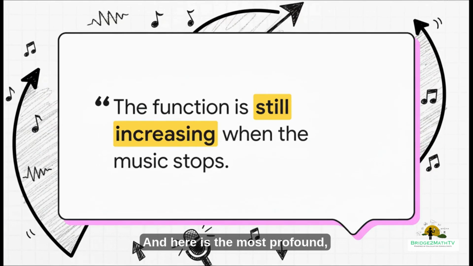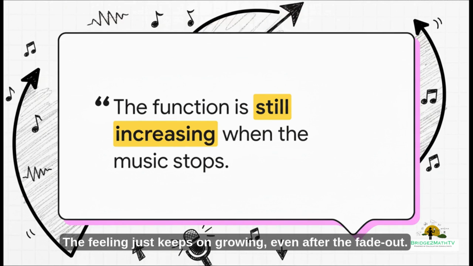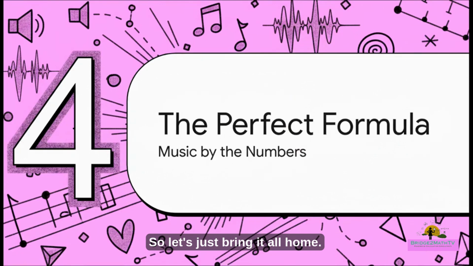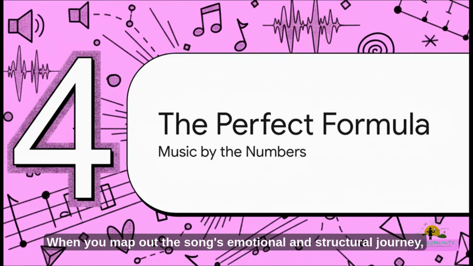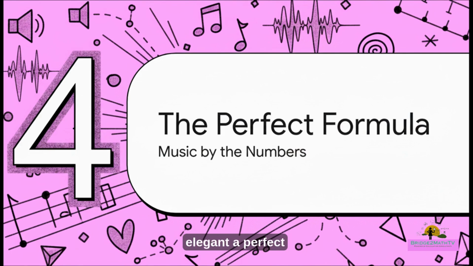And here is the most profound, most beautiful part of this whole thing. The parabola never comes back down. The song literally ends while it's still climbing. There's no peak and then a decline. As the analysis so perfectly puts it, the function is still increasing when the music stops. The feeling just keeps on growing, even after the fade out. So let's just bring it all home. When you map out the song's emotional and structural journey, you don't just find an amazing pop song. No, you find something even more elegant, a perfect mathematical formula.